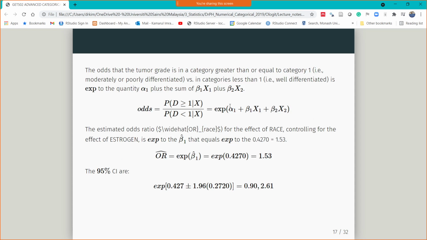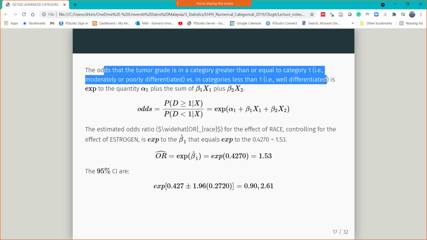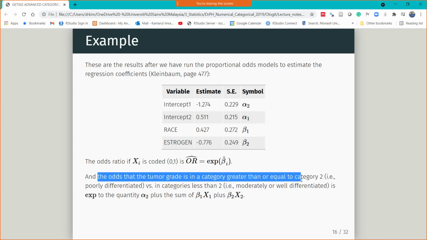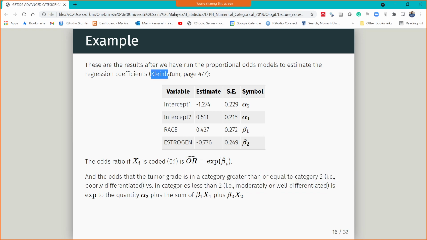So the odds that the tumor grade is in category greater than or equal to 1 versus category less than 1. Okay, this one is the odds that the tumor grade is in the category greater than or equal to 2 versus category less than 2. So this is from Kleinbaum.